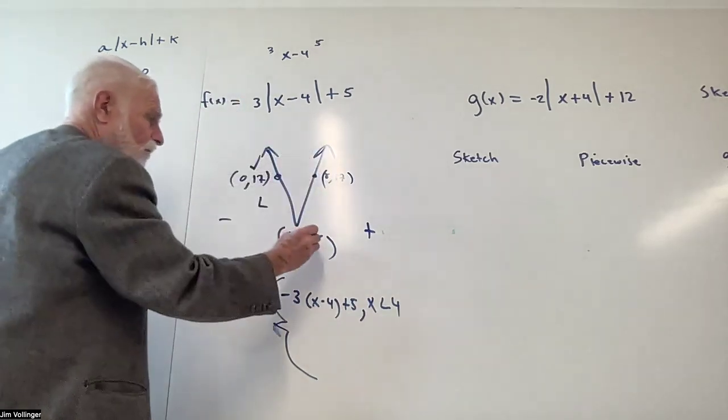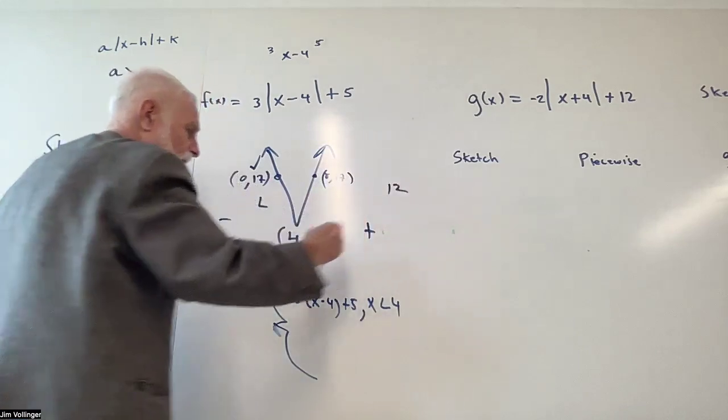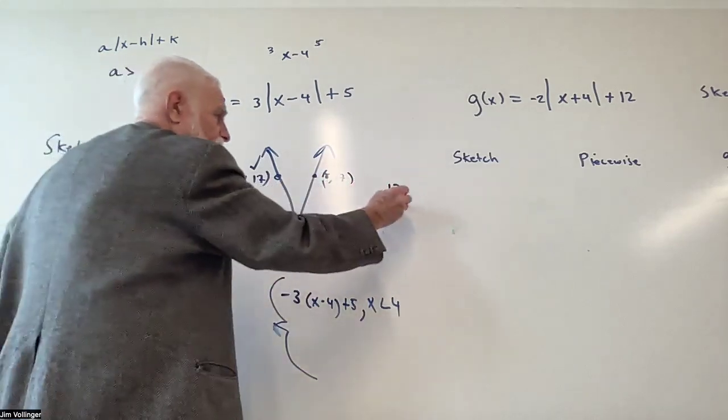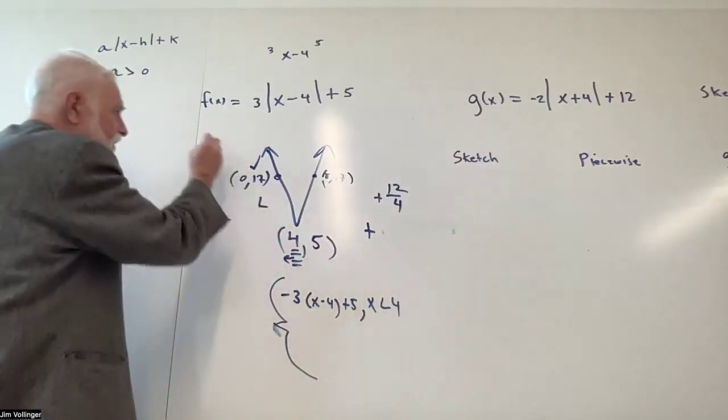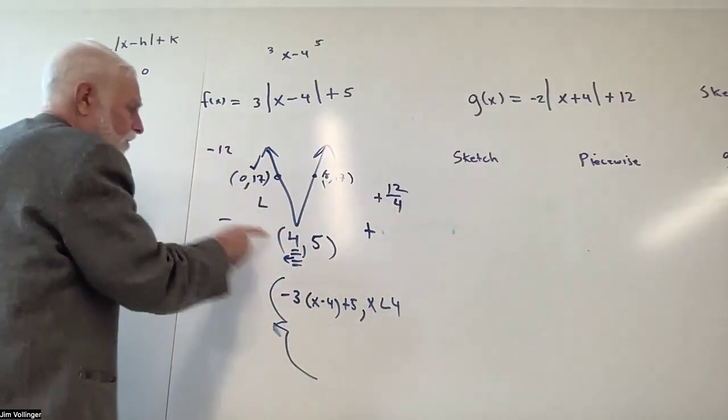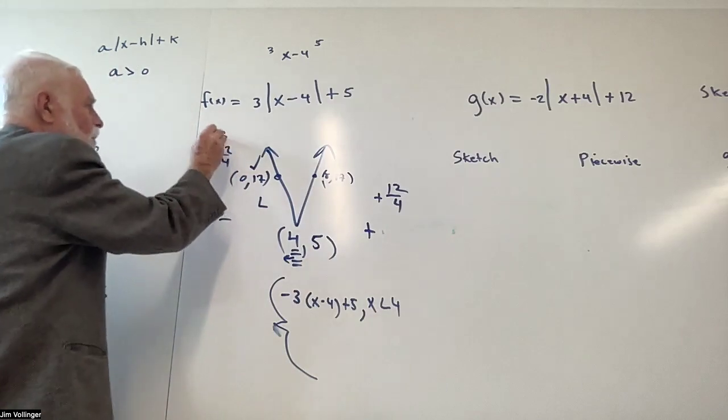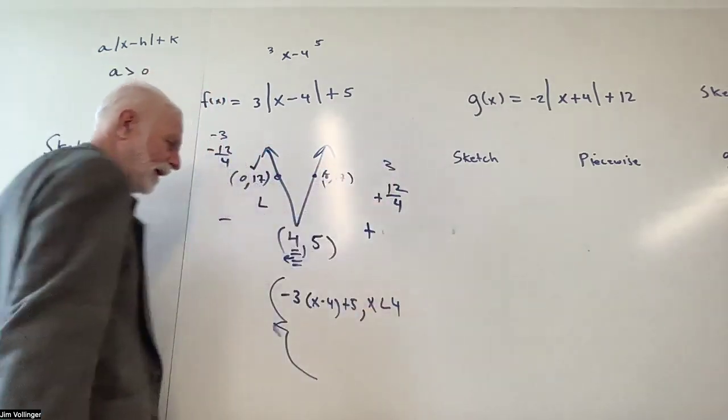This one's going over from 5 to 17, which is up 12. From 4 to 8 is a change of 4. That's positive. Over here, 17 to 5 is down 12, and 0 to 4 is up 4. That's a slope of negative 3. This is a slope of positive 3.